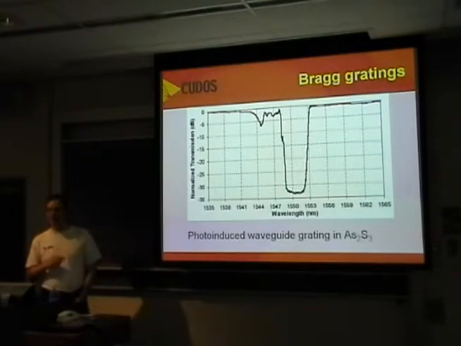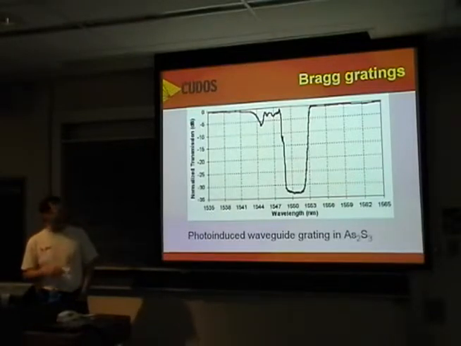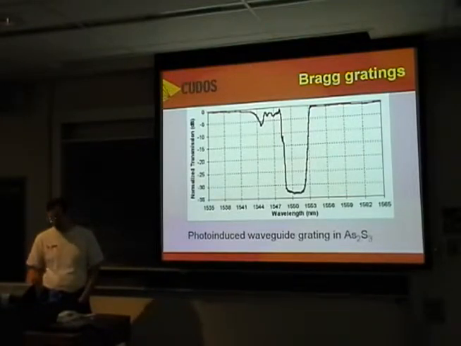Here's an example of a waveguide grating in an arsenic trisulfide waveguide. You can see that this is pretty much 35 dB deep. This is limited by the measurement method, not by the grating. So you can make quite strong gratings in these materials.